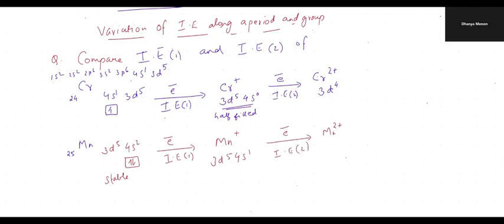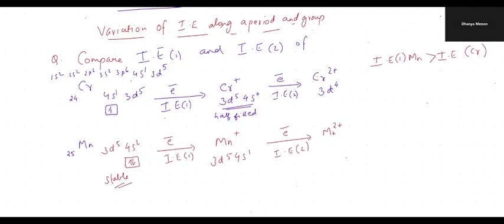Now we have to compare the first ionization energies. In case of manganese, it has a stable configuration. Removing the first electron is very difficult because D is half filled and S is fully filled. So removing becomes difficult. So the first ionization energy of manganese will be more than the first ionization energy of chromium.